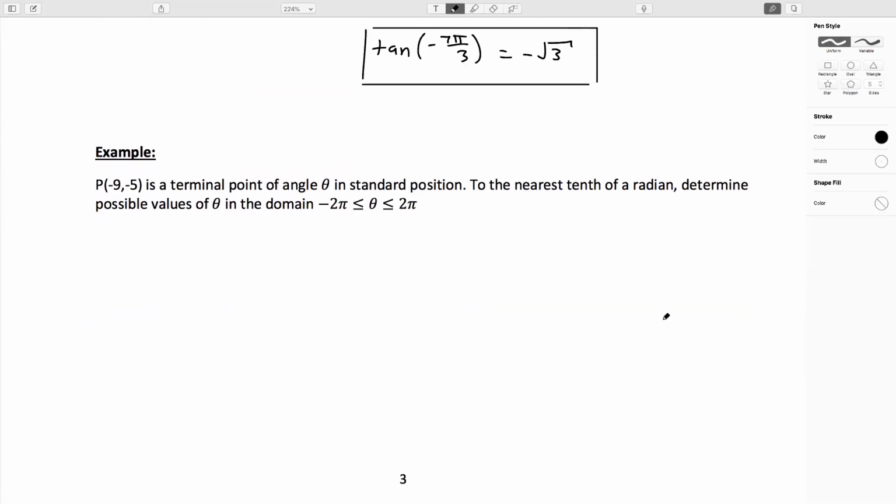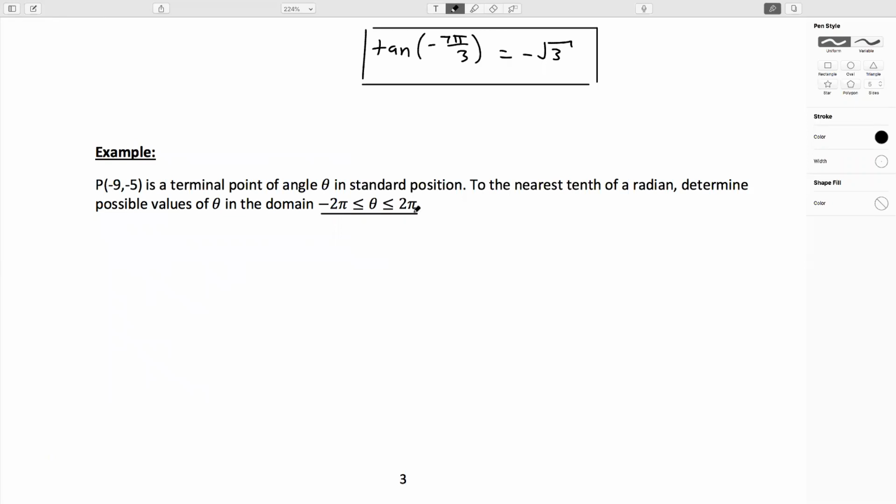All right, let's try a similar question, but this question involves a point instead of a specific angle. We're given a point minus 9, minus 5, on the terminal arm of the angle theta in standard position. To the nearest tenth of a radian, determine the possible values of theta. And we're given a domain.